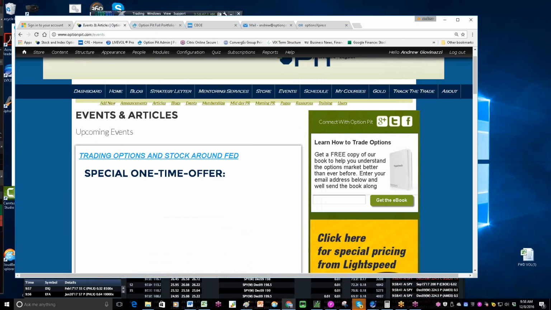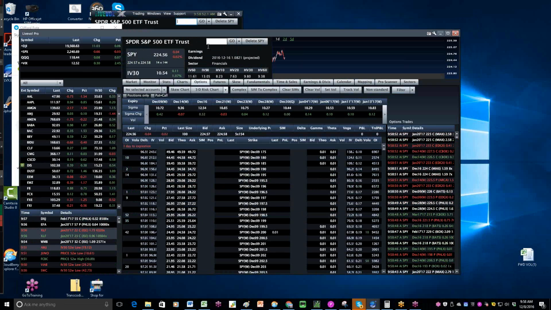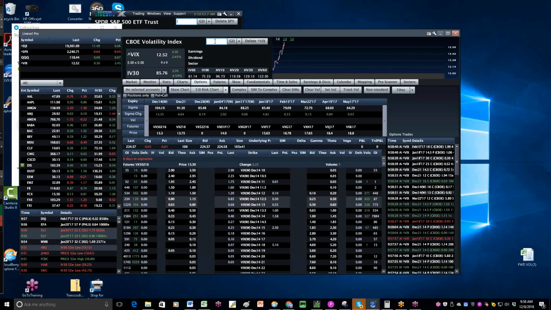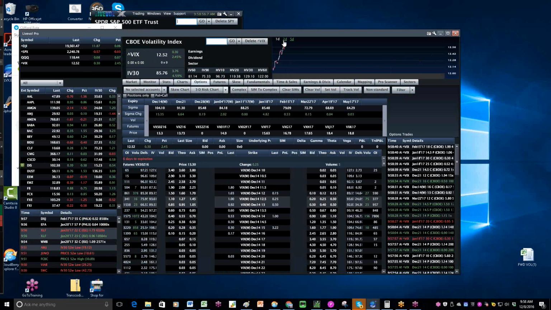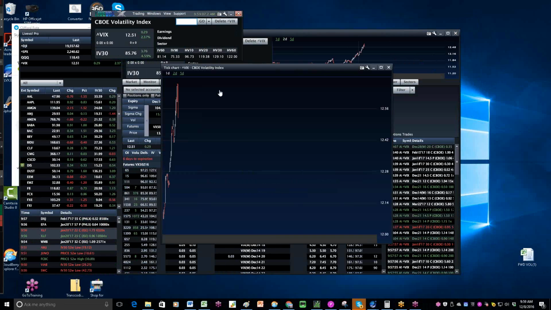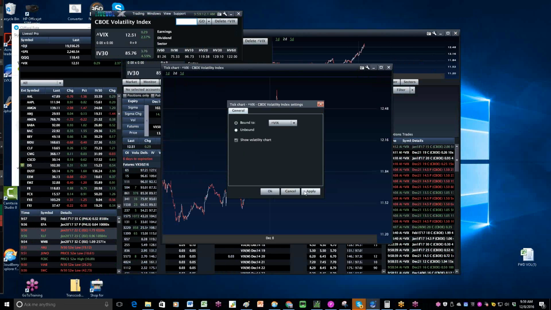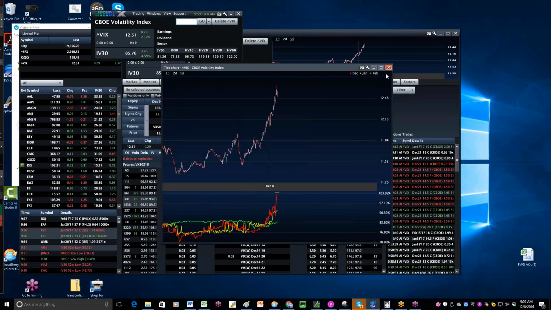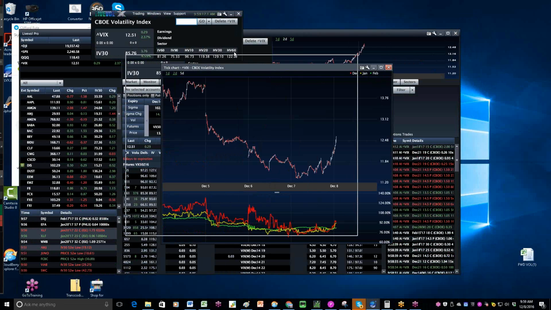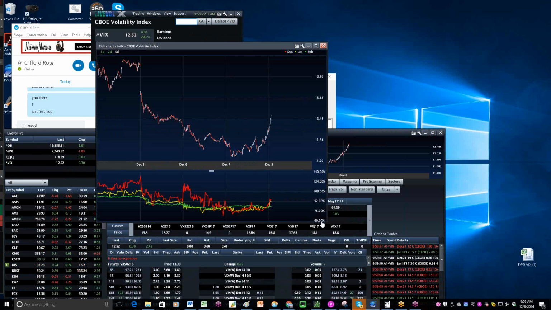Now, speaking of vol, take a look at this. Let's look at our 5-day chart, and let's see VIX here. Okay, so what do we have going on?